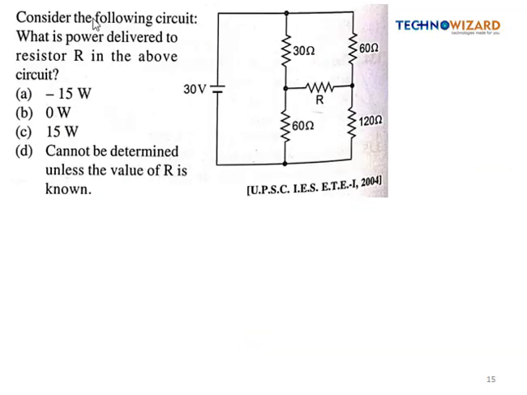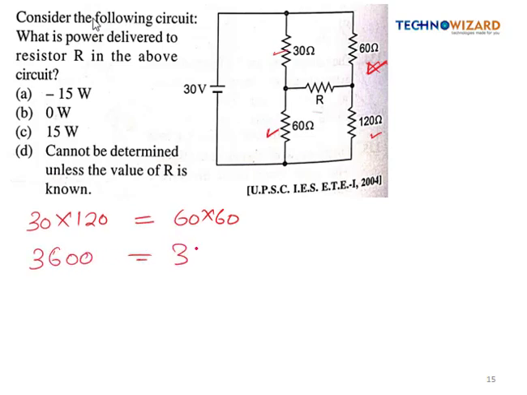So the next question is this: consider the following circuit. What is the power delivered to the resistor R in the above circuit? So basically this is a bridge circuit, and let's see whether the bridge is balanced or not. A bridge is said to be balanced when the product of opposite arms is equal. So in this bridge, the opposite arms are this and this, and they both are opposite, right? So their product is 30 into 120 is equal to 60 into 60, so their product will be 3600 is equal to 3600. It means our bridge is balanced, right?